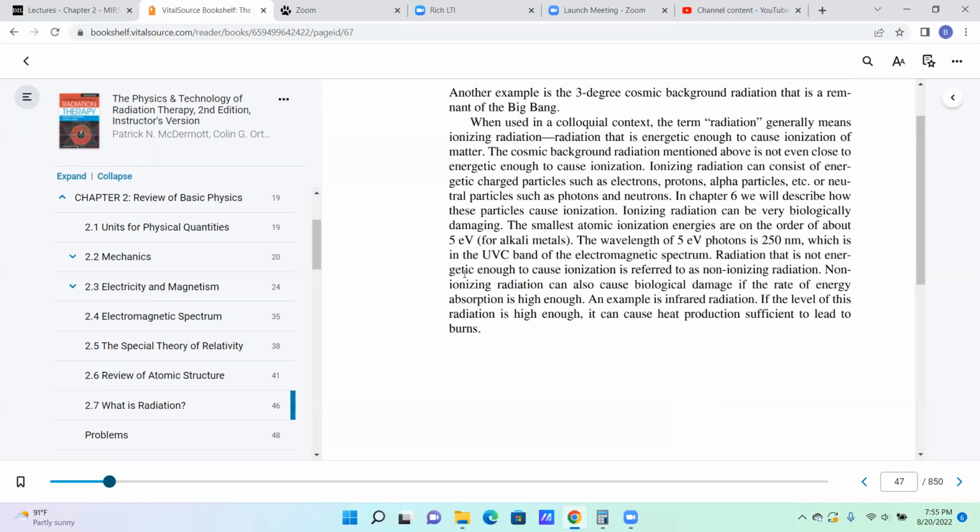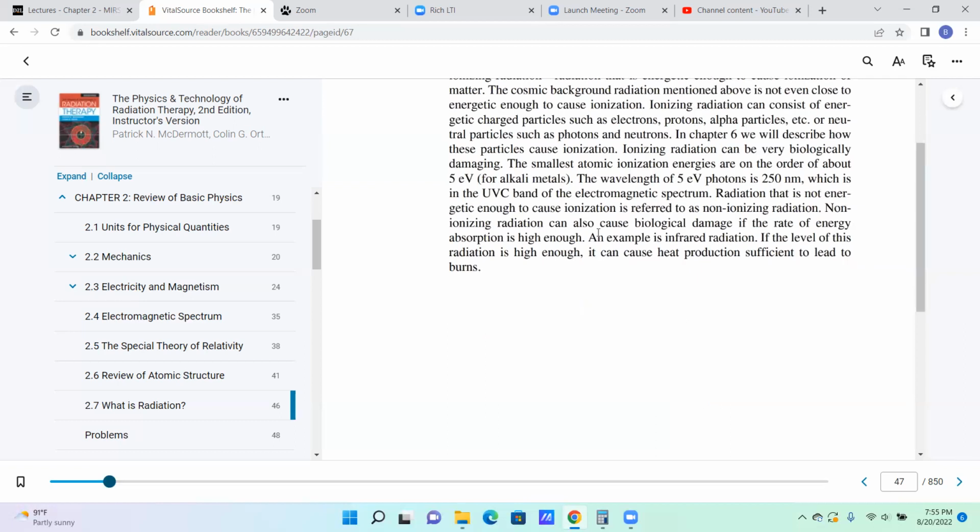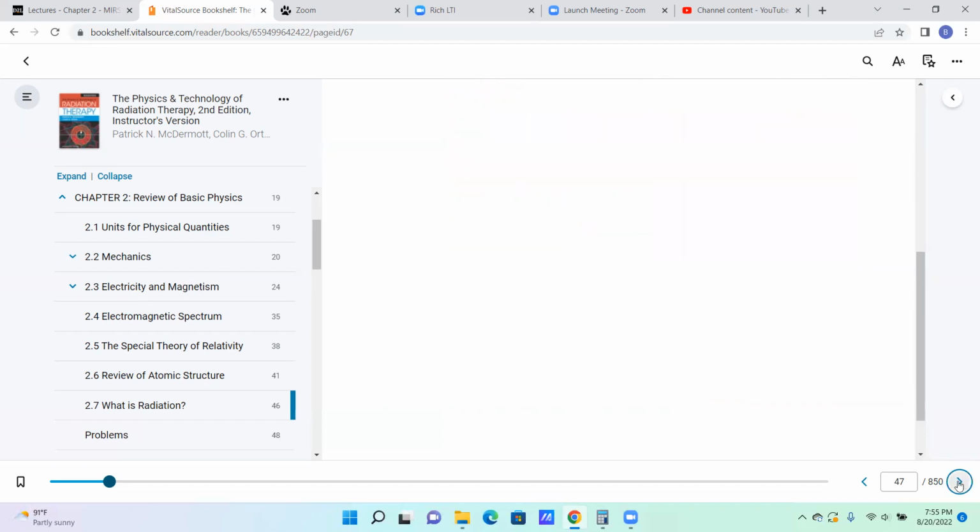Radiation that is not energetic enough to cause ionization is referred to as non-ionizing. Non-ionizing radiation can also cause biological damage if the rate of energy is high enough, such as with infrared radiation. If the level of radiation is high enough, it can cause heat production sufficient to lead to burns.